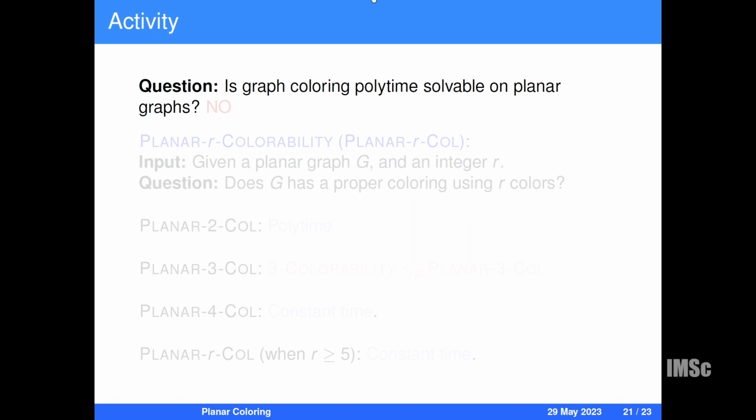Okay, let me ask this question. Let's say I have a planar graph. Can it be colored using 100 colors? Some people from that side. I have a planar graph. Can it be colored using 100 colors? Yes?